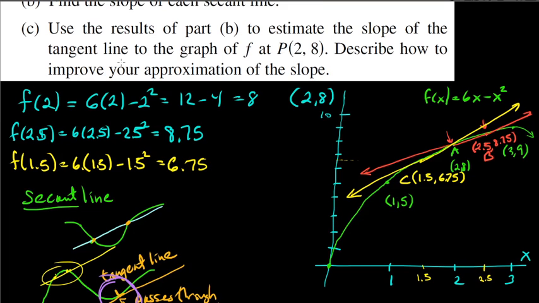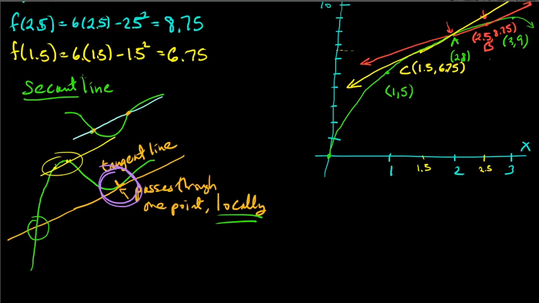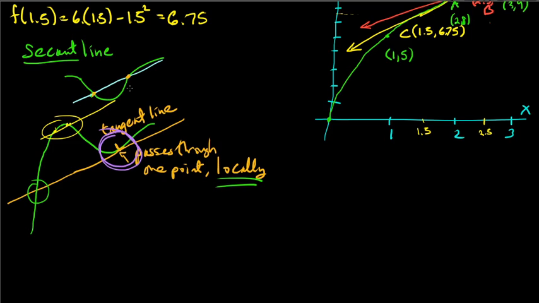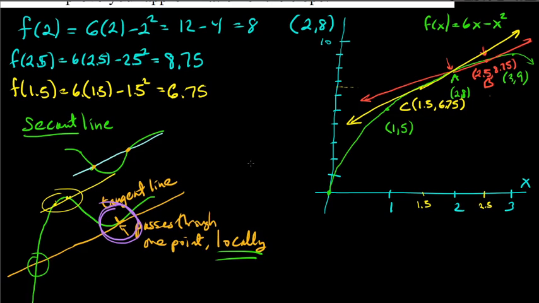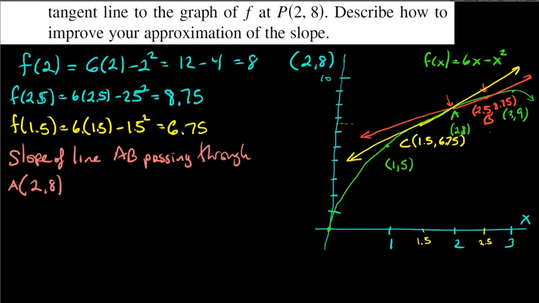Right. So part B, now we want to find the slope of each line, the red line and the yellow line. Okay, so let's start with the red line. So you know the difference between a secant line and a tangent line. Okay, so we want the slope of line AB. And that's passing through 2 points. One point is 2, 8, that's point A, right? And the other point is point B, which has coordinates 2.5 and 8.75.